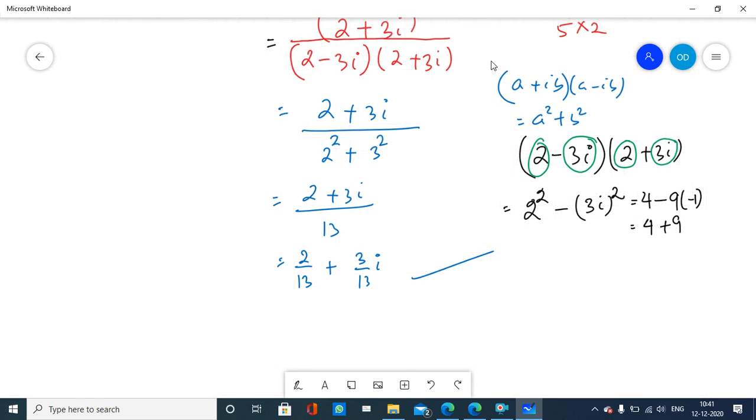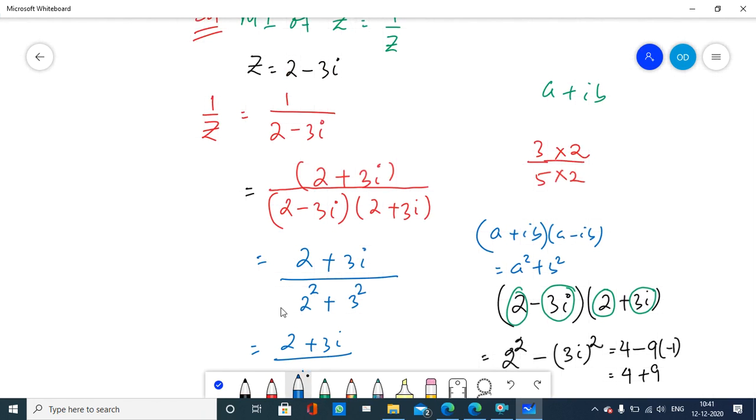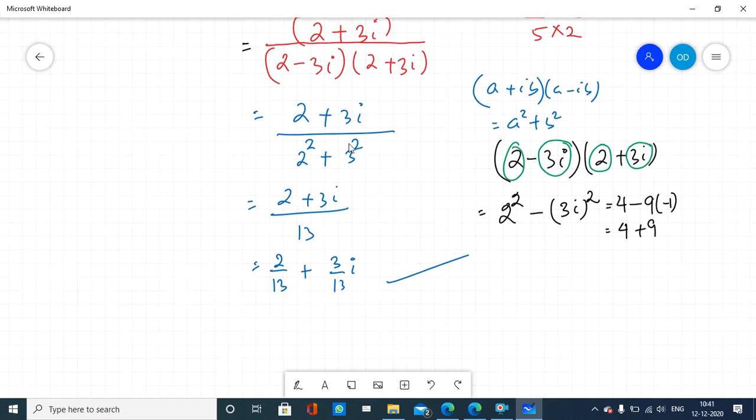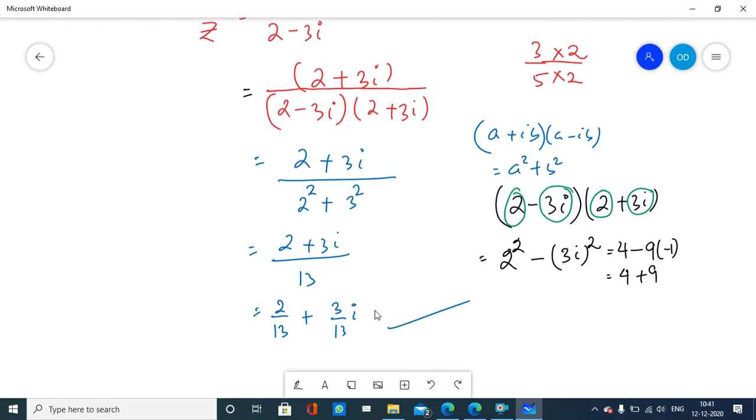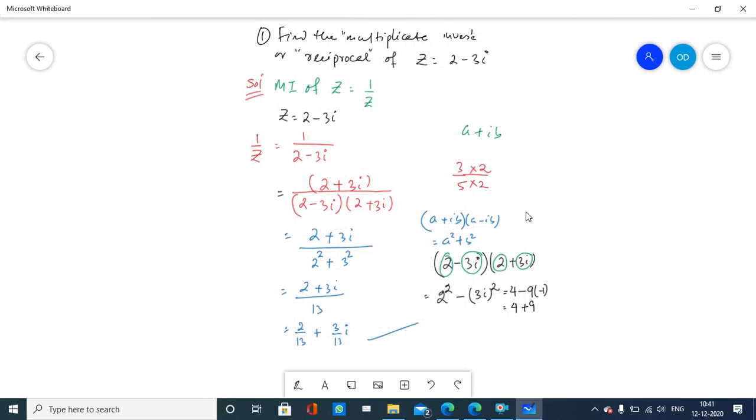We haven't made any changes to the complex number. The complex number 1 by z, 1 by 2 minus 3i, we haven't changed it at all. We just changed its form. We just brought it to standard form. That's it. Got my point so far? So this is how you will find the multiplicative inverse of a complex number.